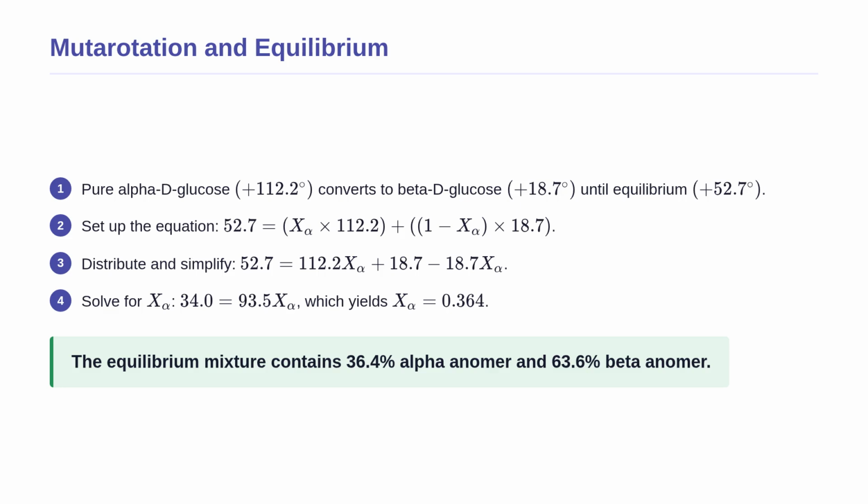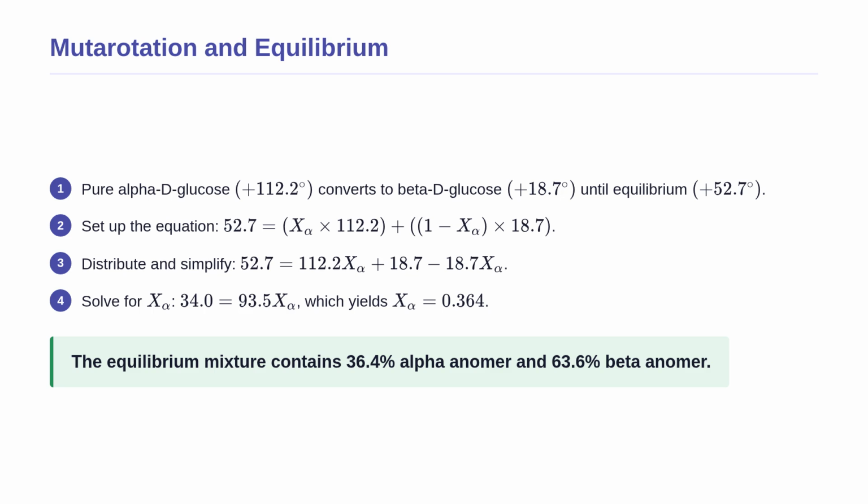Let us apply this formula to a real laboratory scenario called mutarotation. We're given that pure alpha-D glucose has a specific rotation of positive 112.2 degrees. Over time, it converts into beta-D glucose, which has a rotation of positive 18.7 degrees, until an equilibrium mixture is reached at positive 52.7 degrees.